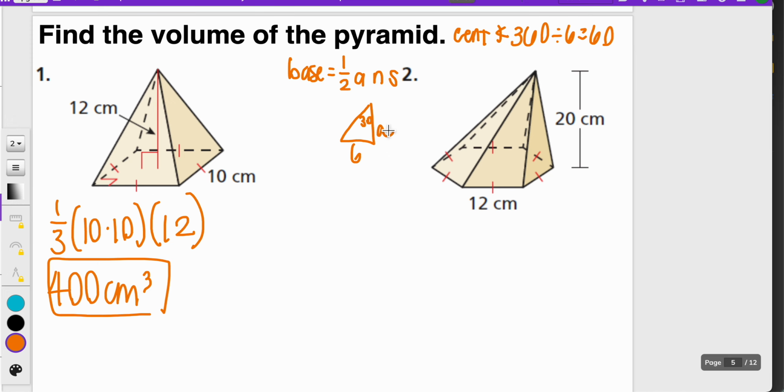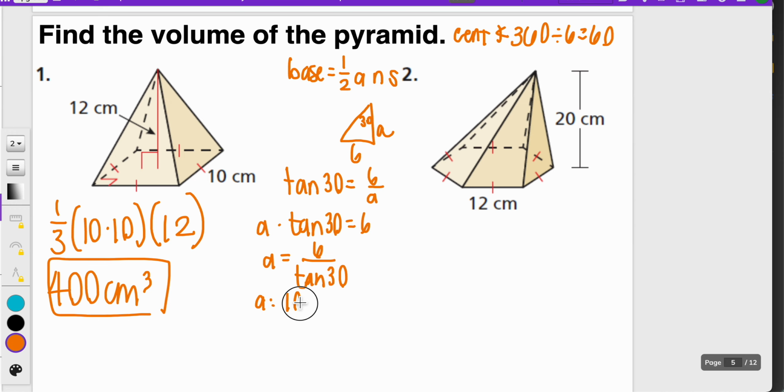And I need my apothem just to figure out the rest of it, because I know my number of sides and I know my side length is 12. So in order to get to this point, this is the tangent ratio, opposite over adjacent. So I'm going to take tangent of 30 is equal to 6 over a, which is a times tangent of 30 equals 6, or a can be found if I do 6 divided by tangent of 30. And that's going to give me roughly 10.39 for my apothem.